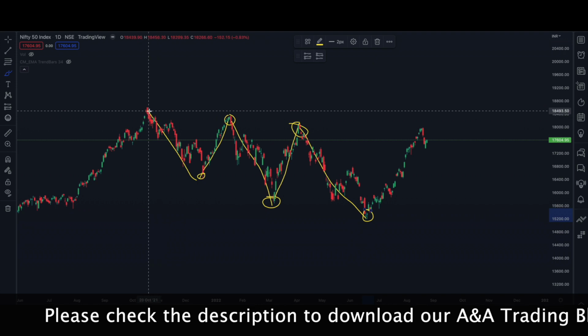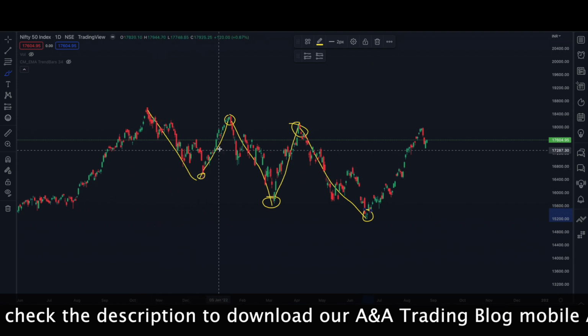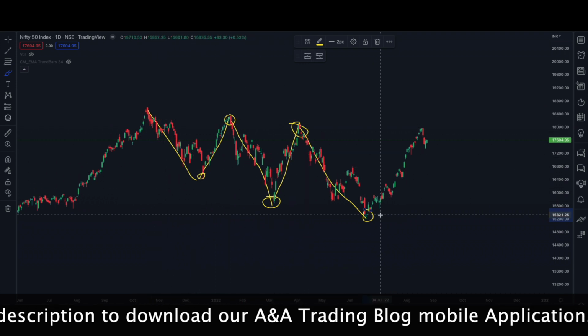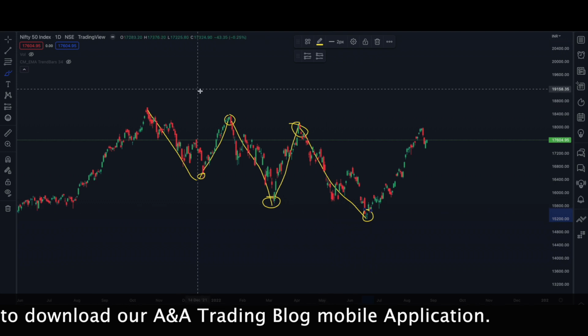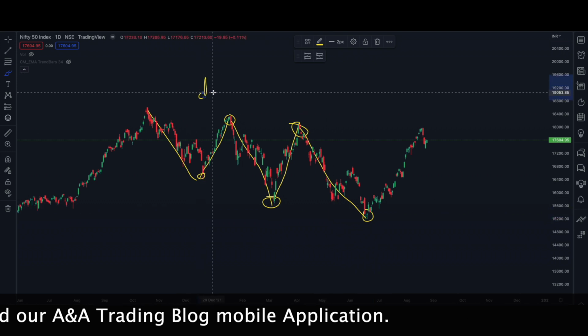Now traders, tell me, if a stock or index is forming lower highs and lower lows like this, what trend do we consider this as? We consider this as downtrend.